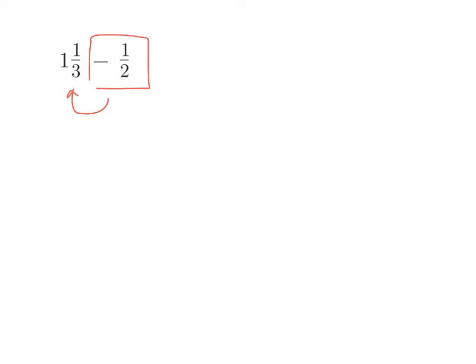Okay? So the first strategy is to improperize the first number. We have 1 and 1/3. Well, we know that 1 and 1/3 is the same as 3/3 plus 1/3. Do you guys agree? Yes. Because here's the 1, right? And here's the 1/3. So if I have 3/3 or 1 plus 1/3, how many thirds do I have altogether? 4/3.